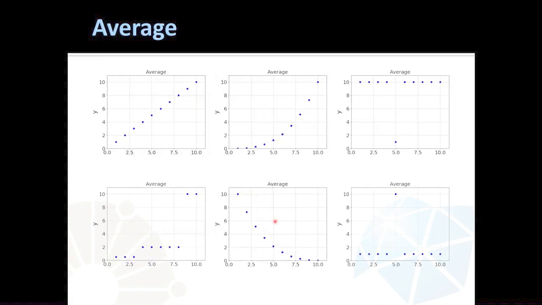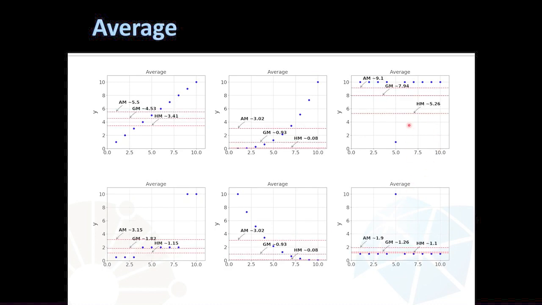Here we have some sets of points: linear, subsets with different values, increasing exponential, decreasing exponential, and with positive and negative outliers. Here we can see the values of the arithmetic mean, geometric mean, and harmonic mean in each case. The arithmetic mean of values between 1 and 10 is 5.5. The geometric mean of the same values is 4.53. And the harmonic mean of the same values is 3.41. There is a significant difference between them. We can observe the same in this case.